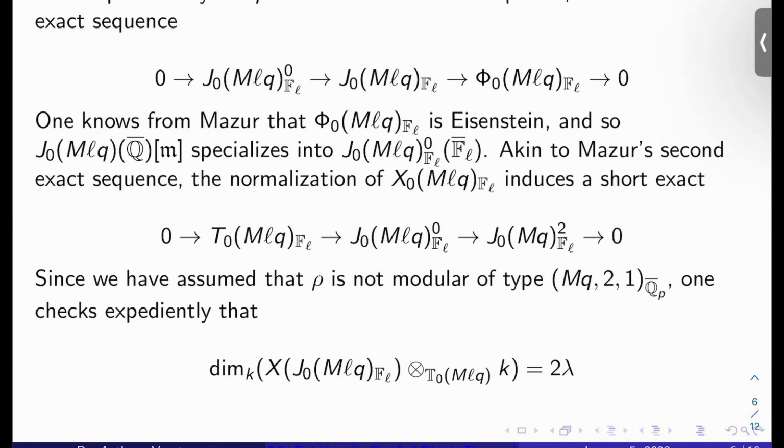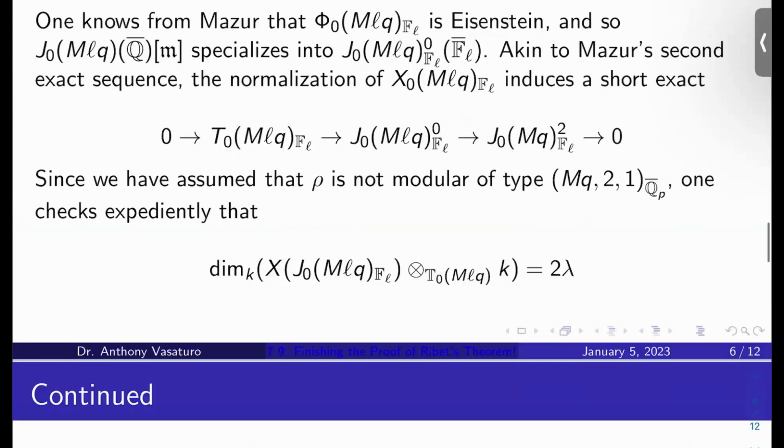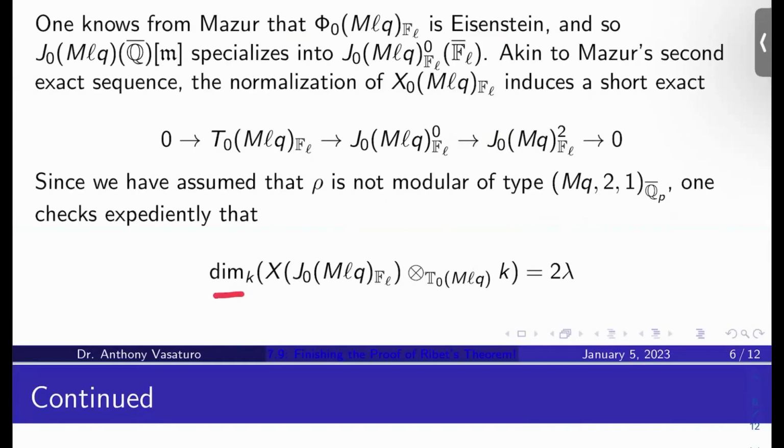I have assumed rho is not modular of type MQ 2(1) over Q_p bar. And you can check very quickly that in the same way that we showed that this guy had dimension 2 mu, similar logic shows that the K dimension of the character group of J0 of MLQ mod L tensored up to K is 2 mu.